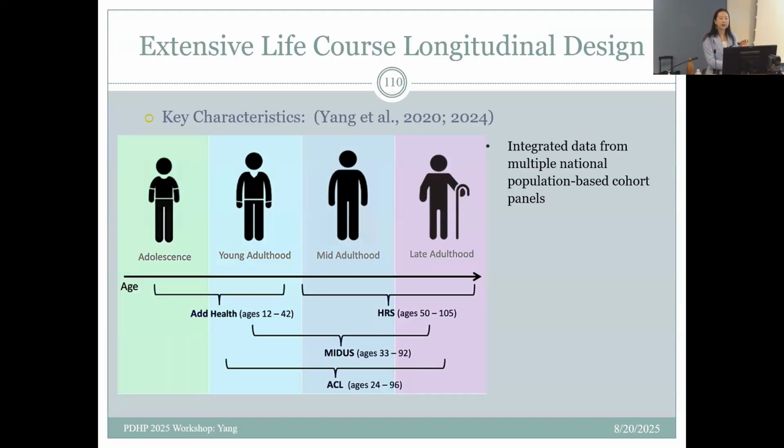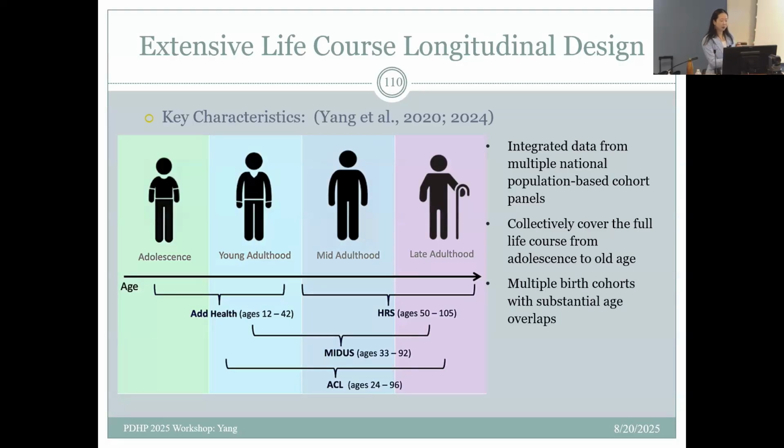So this is an example of integrated data from multiple national population-based cohort panels, including AddHealth, the Adolescent to Adult Health Project, HRS, which we're familiar with here, and MIDUS, Midlife in the United States, and ACL, Americans' Changing Lives Study, we just looked at. And so they collectively cover almost the full life course from adolescence to old age, and hence extensive life course design.